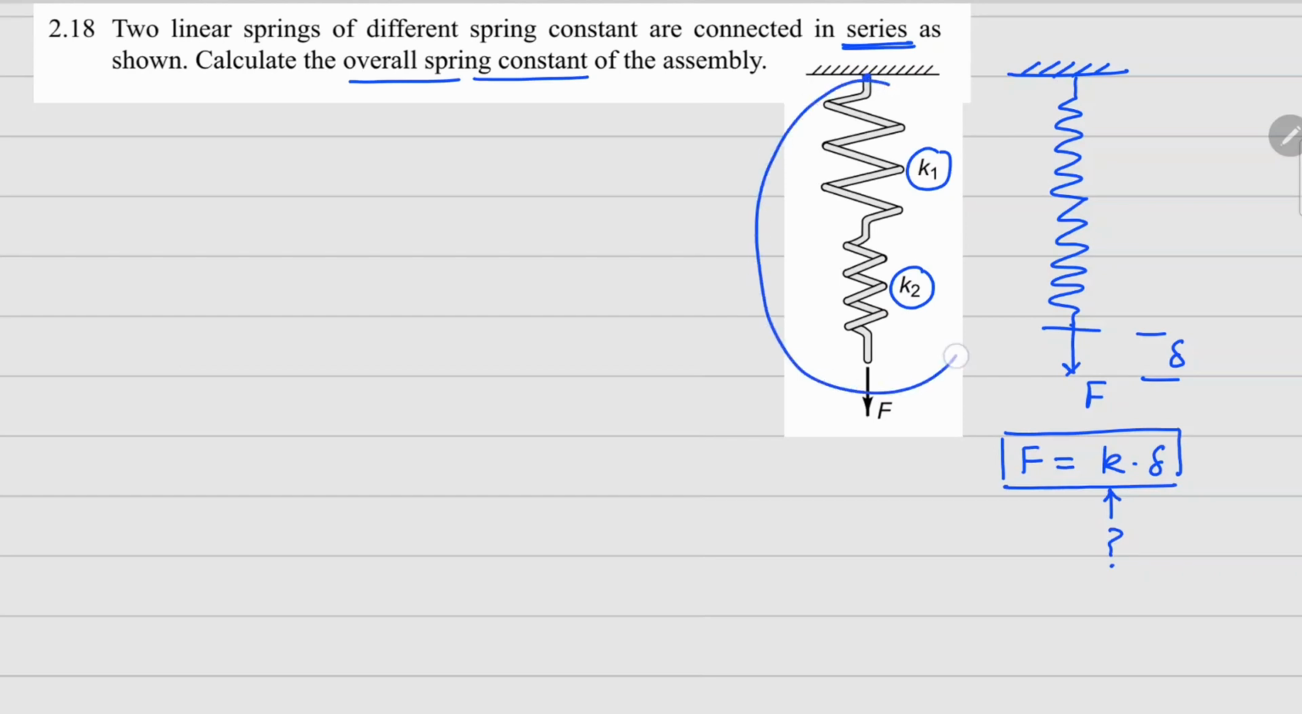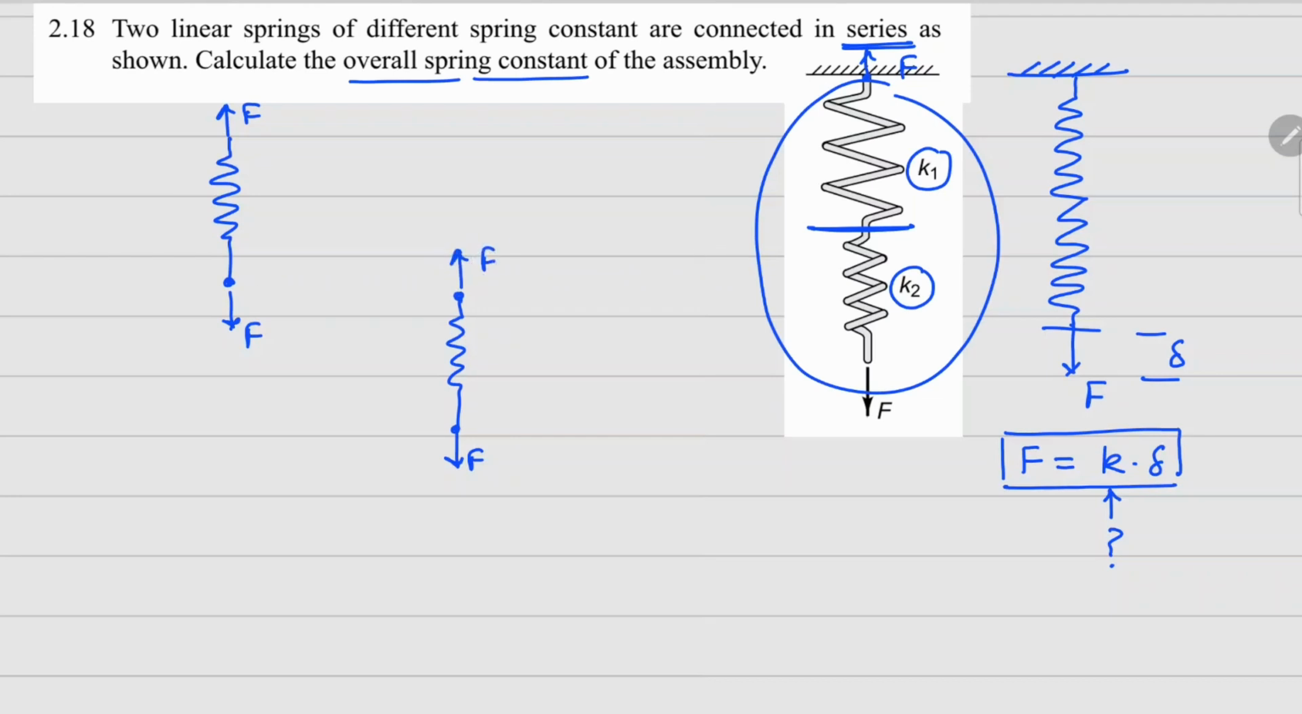Now if I consider this whole thing as one system, the reaction at this support is going to be the same force F. Now hypothetically, if I cut these two springs and keep them separate, your first spring will have force F coming from here and a force F to balance it out. Now similarly, your second spring here will have this force F coming from the bottom and F at the link point. Now you can see in series both the springs are going through the same force, right?